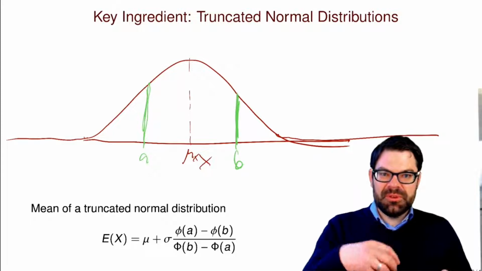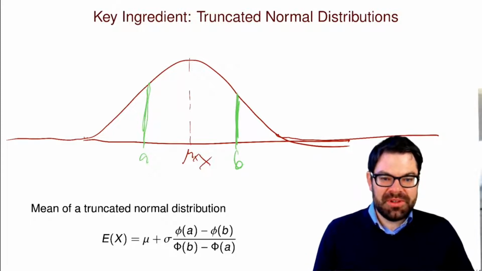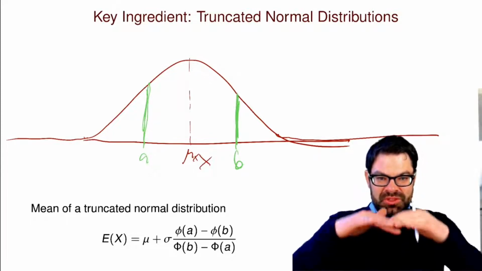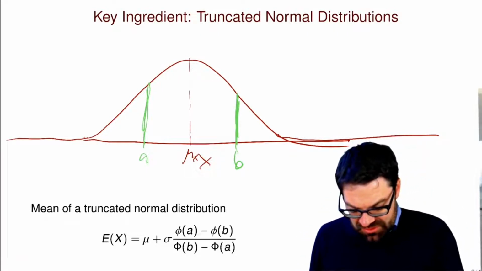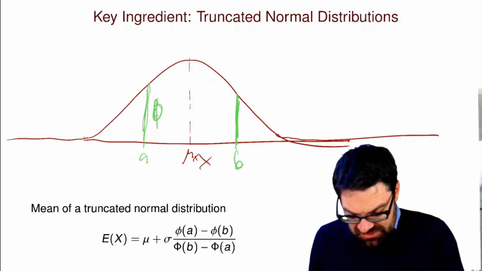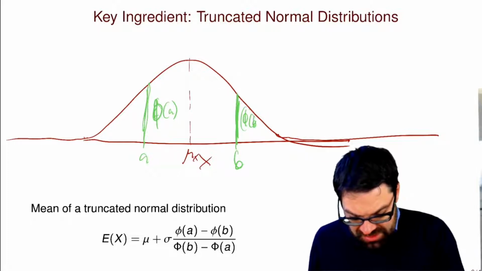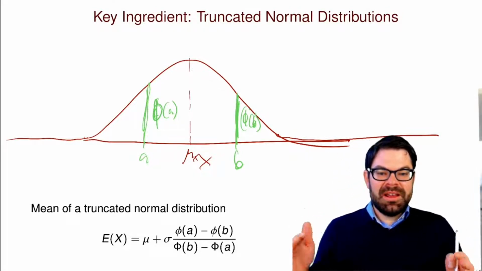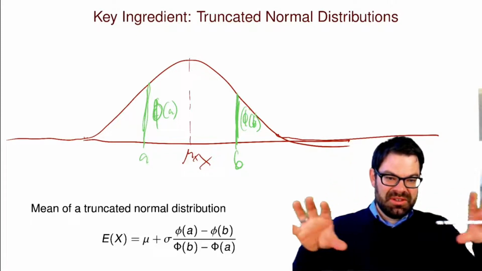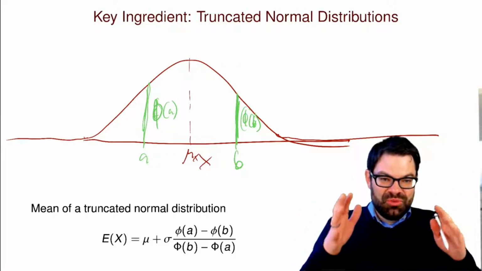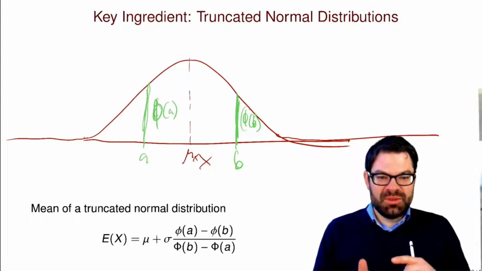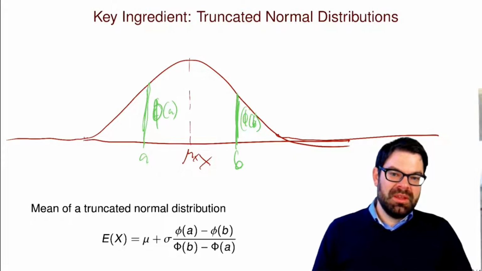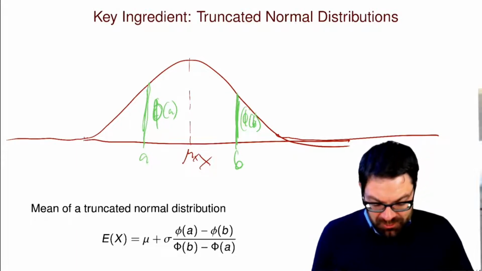It takes a while, if you see this for the first time, to wrap your head around it. But if I know what the shape of the distribution is, then I know exactly what phi A and phi B are, and I also know what the surface under the distribution is for those two points, and then I can calculate the mean of X with that formula. So that's very, very helpful for us.